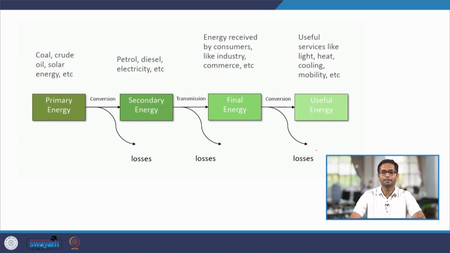The use could be travel in the form of vehicles, it could be light, or it could be different kinds of equipment like laptops or mobiles that we use. The useful services that we get are the useful energy: mobility, cooling, lighting, heating. All these steps have different kinds of losses. Some processes have very low losses and others have very high losses, and these are some of the aspects we will try to understand with the help of a few examples.